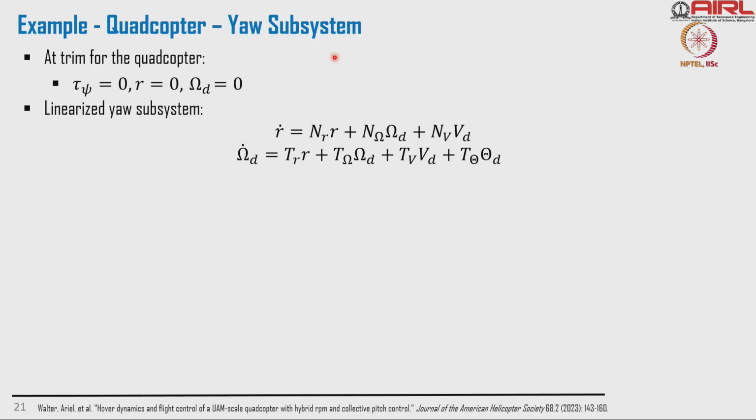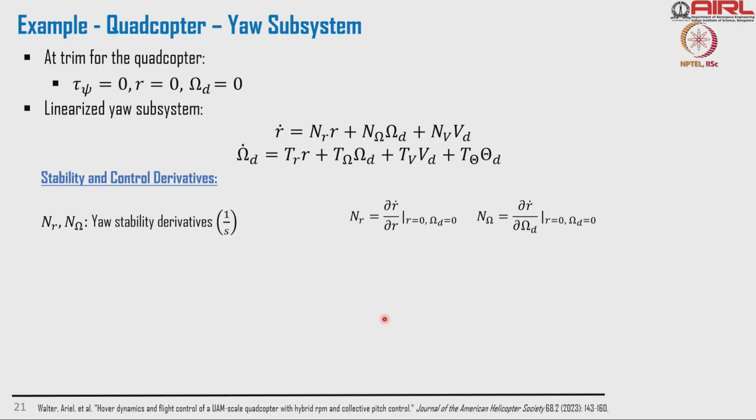If you want to understand more about how the linearization is done in detail, you can refer to Hover Dynamics and Flight Control Systems of UAV Quadcopter. This was published in the American Helicopter Society. You can just go through that. But just for our course purpose, we can linearize the system and get it in a linearized form, and we can try to analyze it at that particular equilibrium condition.